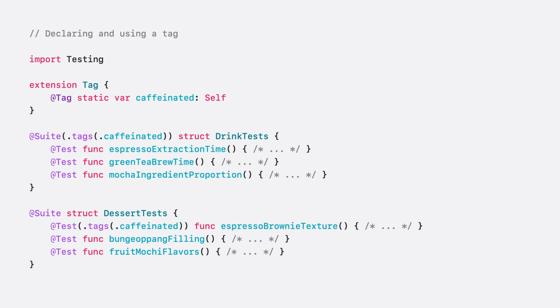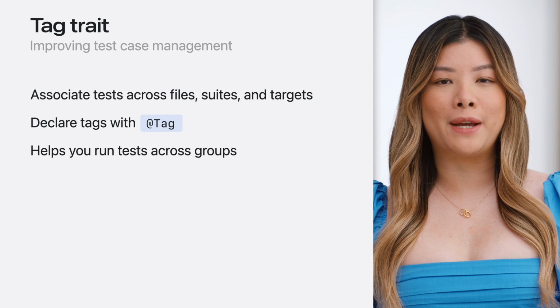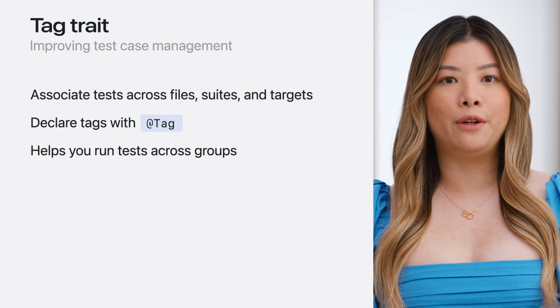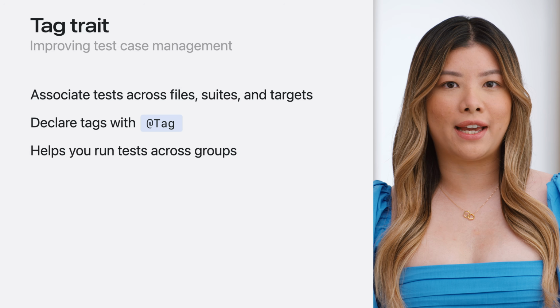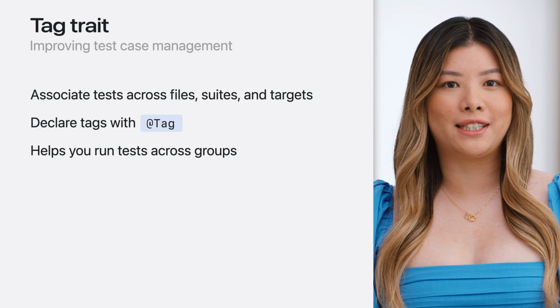Sweets and tests can also have multiple tags. For example, while mocha and espresso brownies are both caffeinated, they're also both made with chocolate. You can create a chocolatey tag and add it to those two tests. Tests are grouped together by tags in the Test Navigator and allow you to run tests that have specific tags. Let's take a tour and see how you can use your tags in Xcode 16.